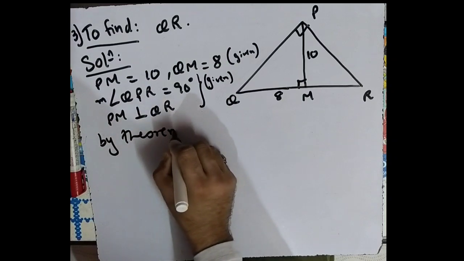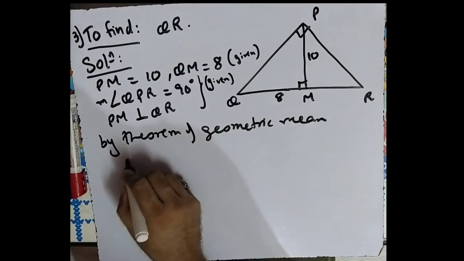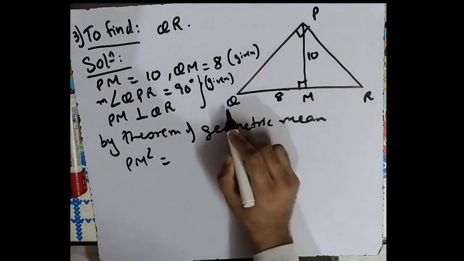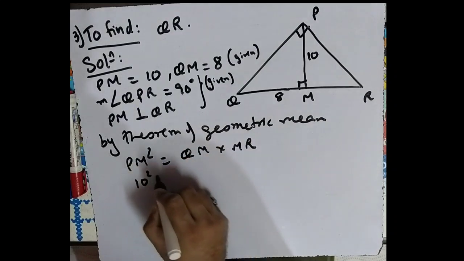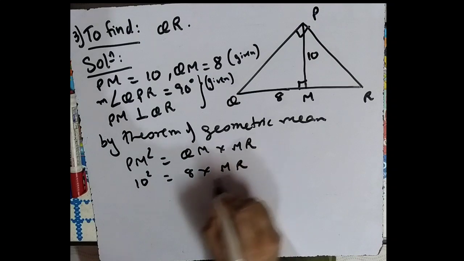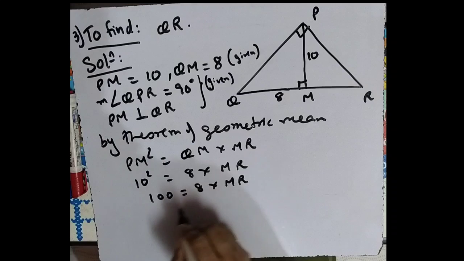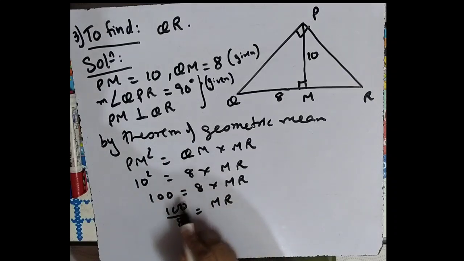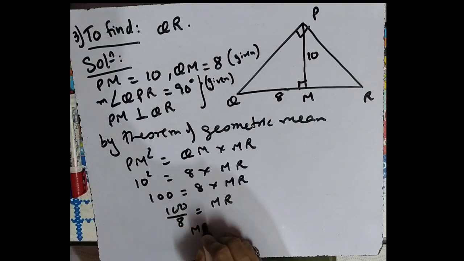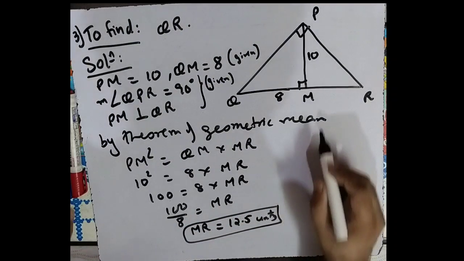By the theorem of geometric mean, we have PM square is equal to QM into MR. 10 square is equal to 8 into MR. 10 square is 100, equal to 8 into MR. 100 upon 8 is equal to MR. If you divide this, you will get MR is equal to 12.5 units.